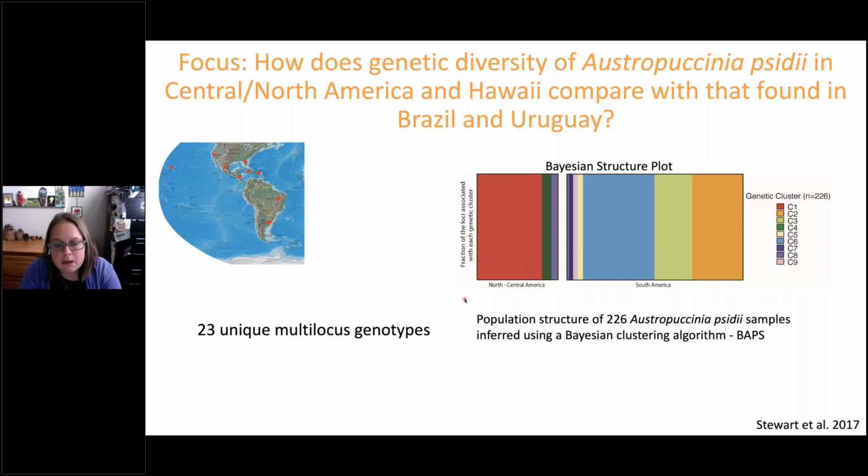And then using a method of a Bayesian structure plot that was developed in BAPS, which is a program you can use similar to Structure, which is another common program, we found basically 3 genetic clusters in Central and North America, and then 6 different clusters in South America. Interestingly, there was one genetic cluster that actually was found in both areas.